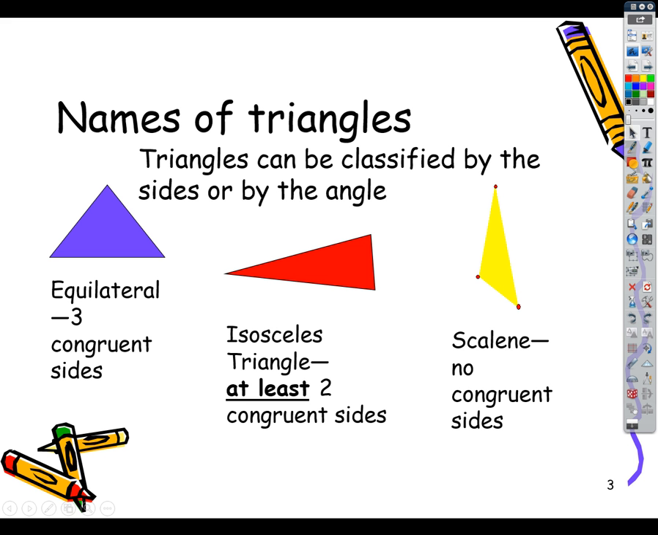And then the other possibility would be, what if none of the sides are congruent? That's what we call scalene, right?